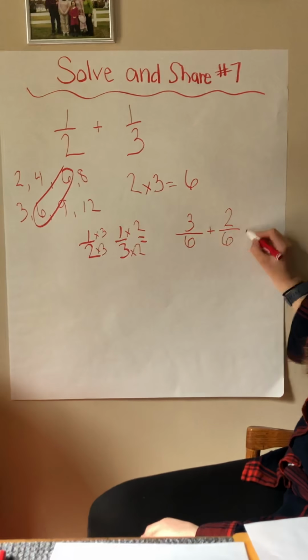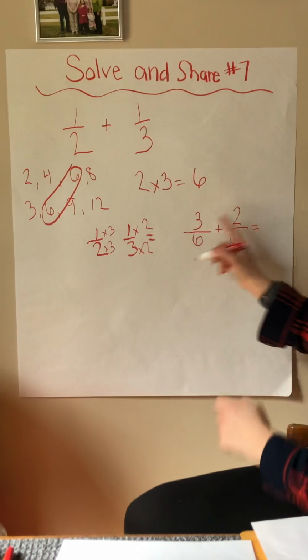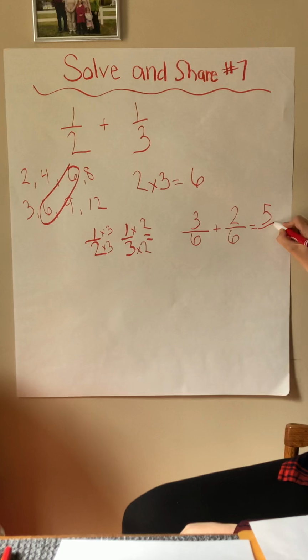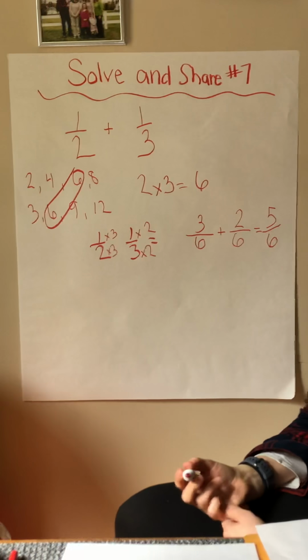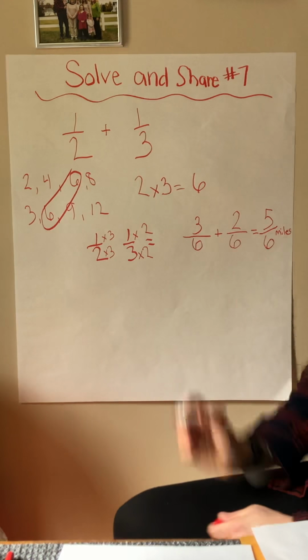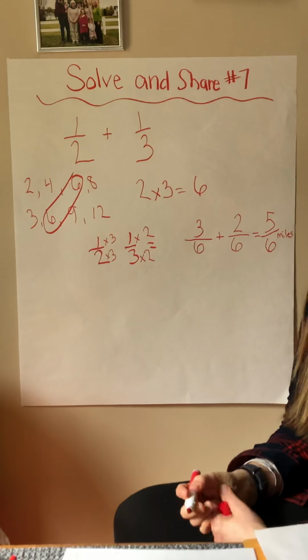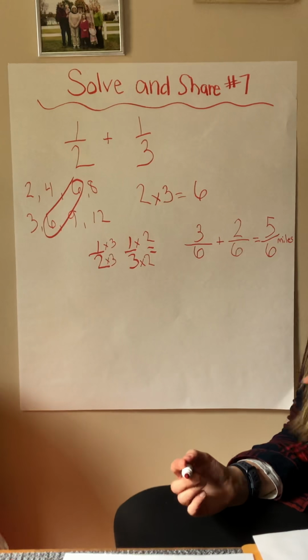We have our common denominators. Now we can add our two fractions to find his total distance. 3 plus 2 is 5. Our common denominator stays the same. So his total distance is 5/6 miles. Make sure you label your fraction, not to have any naked numbers, as Mrs. Osmond would say.